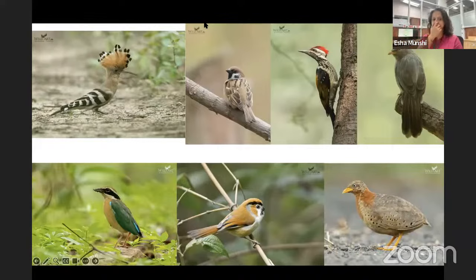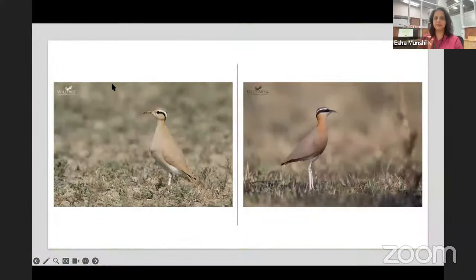I'll show you another set of photos. And can anyone tell me how do we identify between these two species? Both are coursers. Both have similar beaks. Both have similar patterns. Both have similar legs in this case.